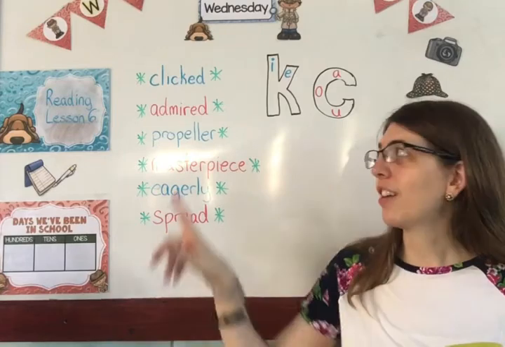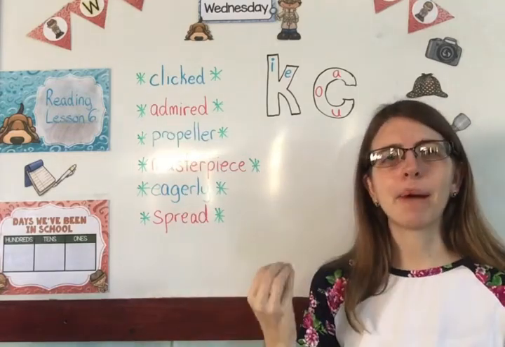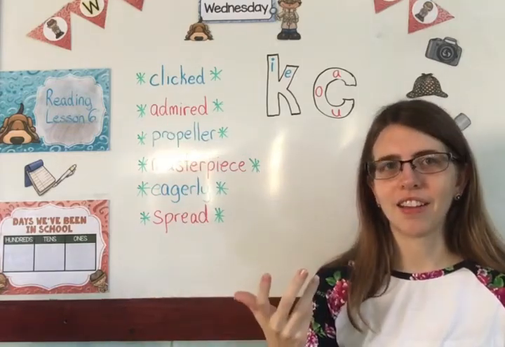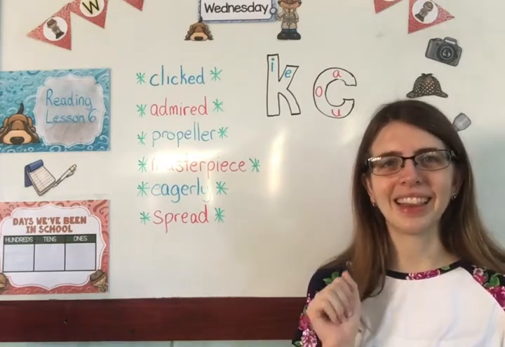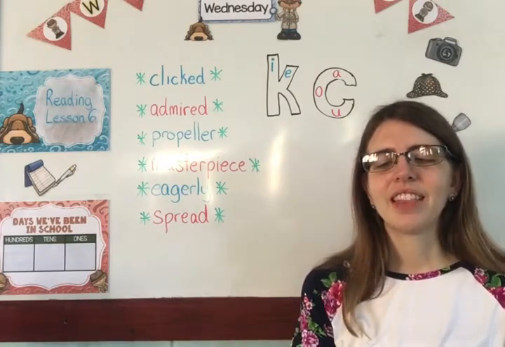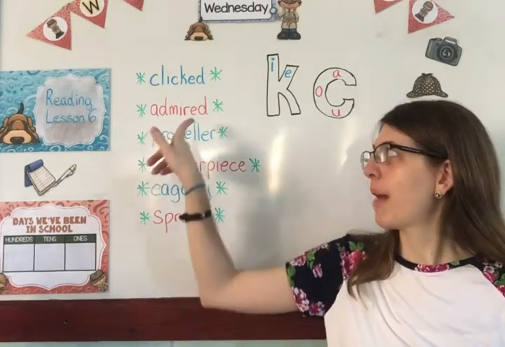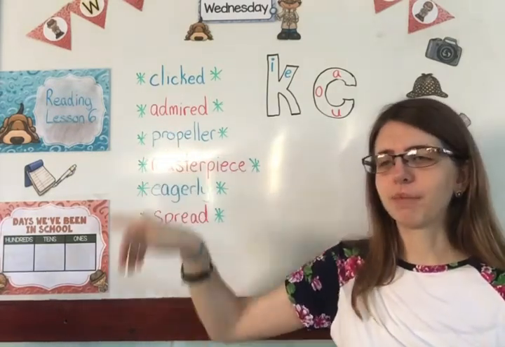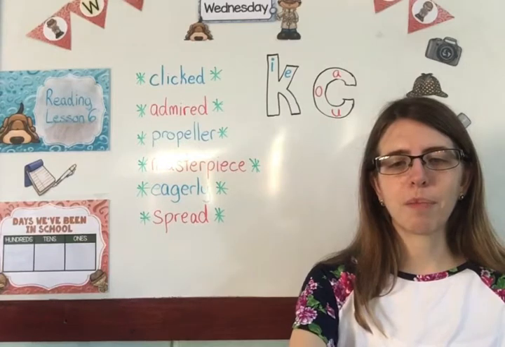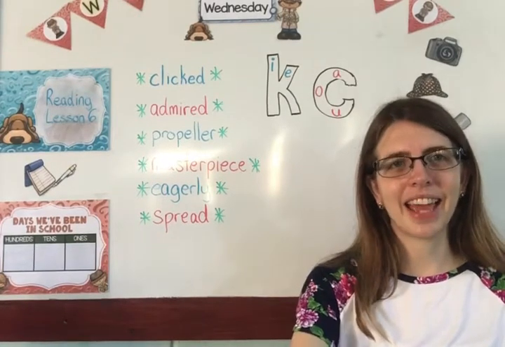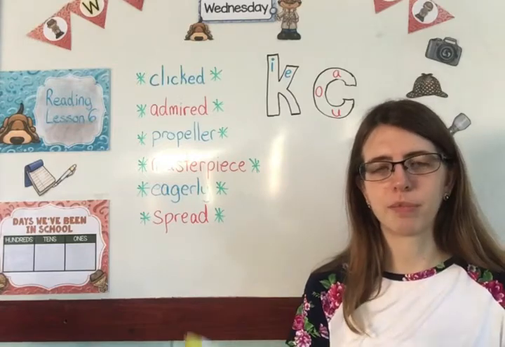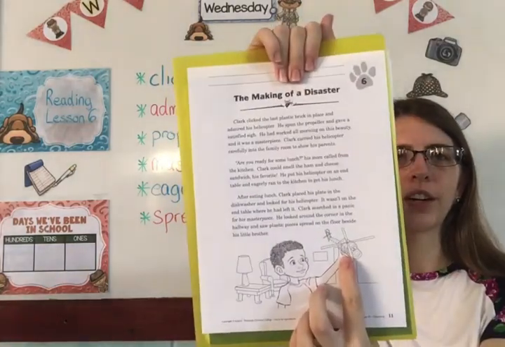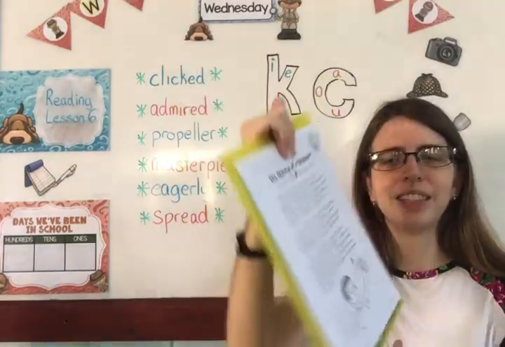Then admired, that's the pasado for admirar. So he looked back at it and he said, ooh, that's pretty, I like that. Then he spun the propeller. So the word in Spanish for propeller is la hélice. So that's the part on a helicopter. So here's your helicopter. That's the part that spins around.